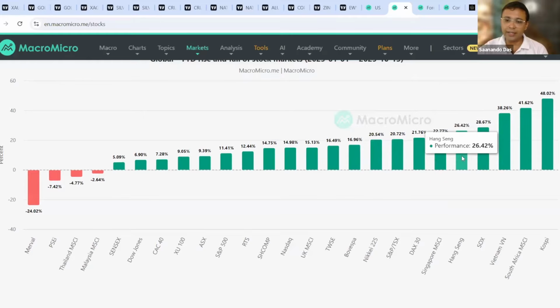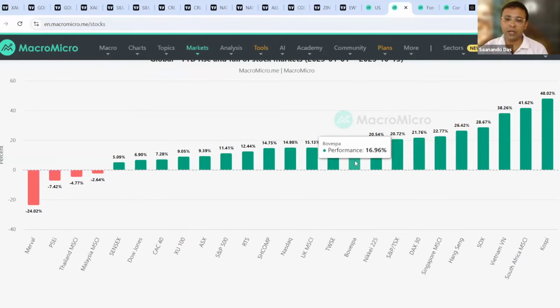That is an indicator of the Chinese market. SOX is the semiconductor index, so semiconductors are up almost 29%. Hong Kong is up 26%. Singapore is up 23% almost. Germany has done well, it is up 21%. Toronto Stock Exchange, that is Canada, has done 20% plus. Nikkei, that is Japan, has done 20% plus.